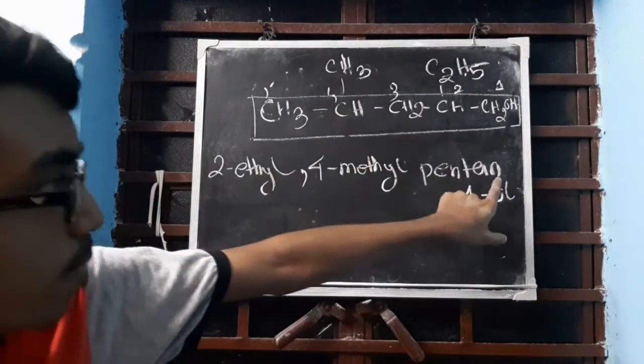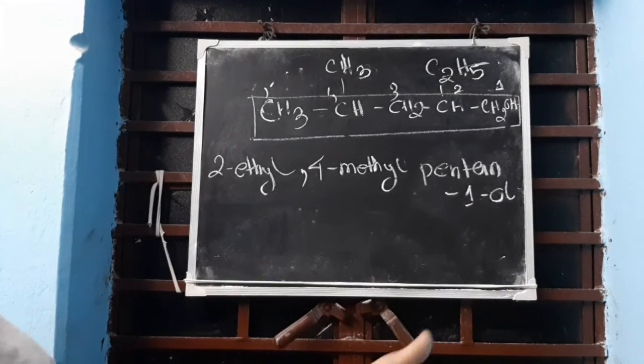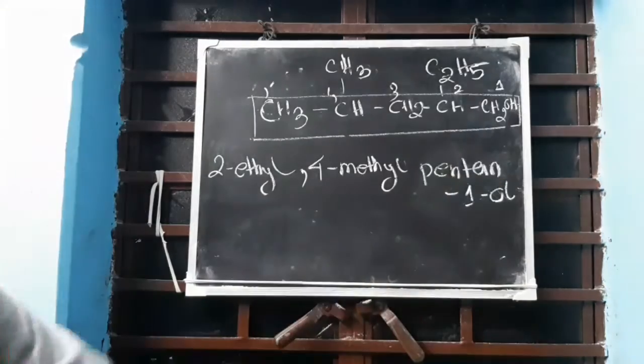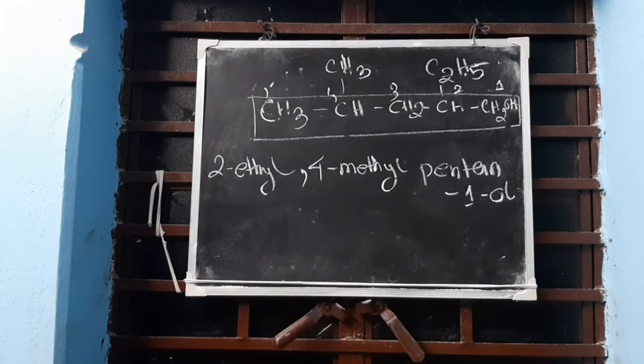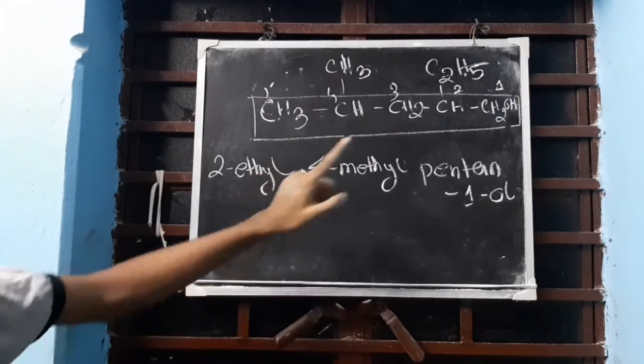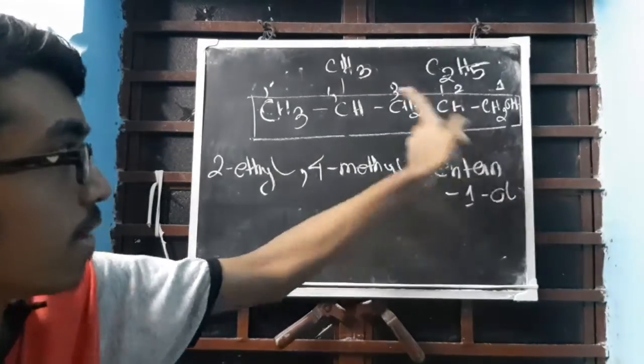So how many carbons? 5. What are we writing? Pentan, because we cannot write 'n-ol' at the end. N-ol is nothing. So we cannot write n-ol at the end, so we are writing an before. Done. We have written position 1, pentan, because 5 carbons.